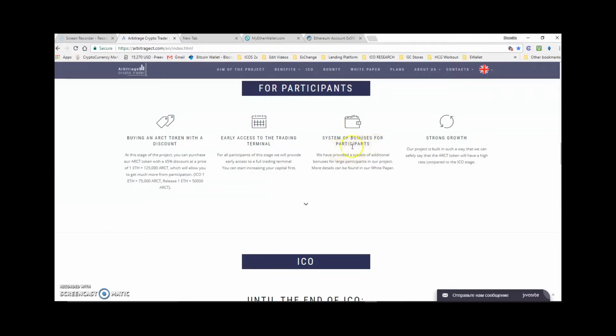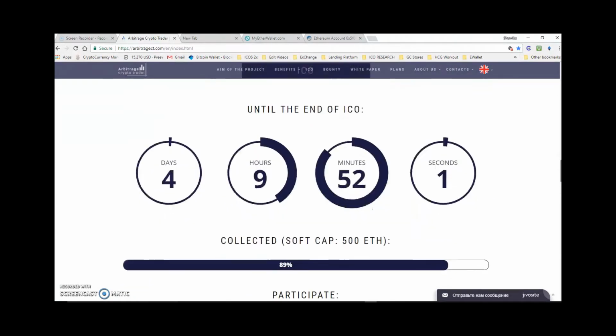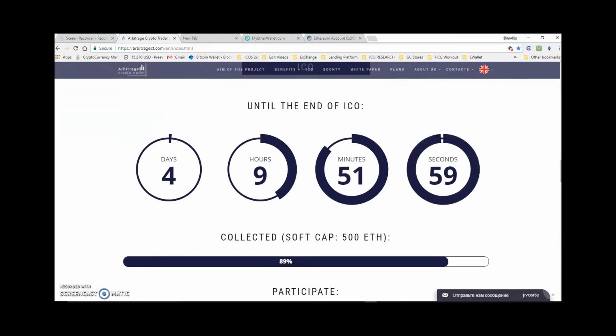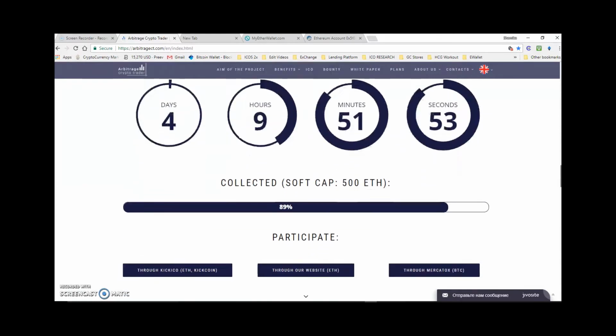The system of bonuses for participants: we have provided a system of additional bonuses for large participants in our project. So those big whales. More details can be found in the white paper. We have strong growth. Okay. The ICO, you still have 4 days, guys. Let's get this money. 4 days and 9 hours. You still have time to get in on this ICO.